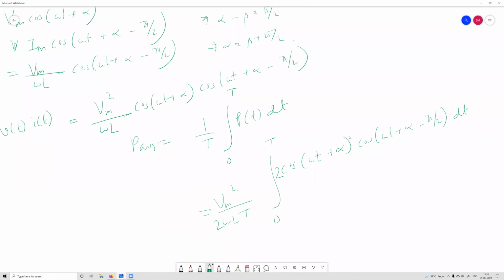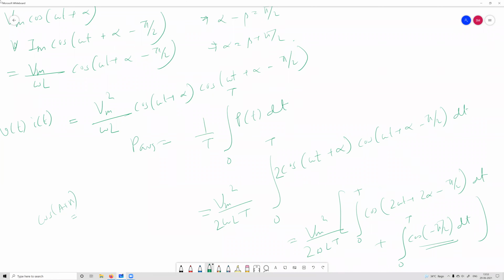Now what is 2 cos A cos B? How to find it? It is cos A minus B plus cos A plus B. So you have cos A plus B plus cos A minus B. Yes, correct. So that will be cos of A plus B, so 2 omega t plus 2 alpha minus pi by 2 dt. And the second one is cos of A minus B, so that is cos of minus pi by 2 dt.